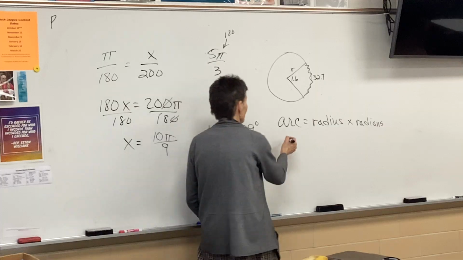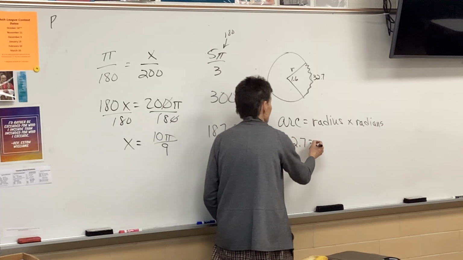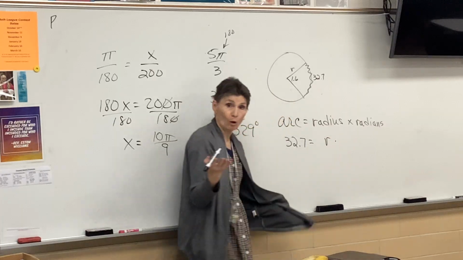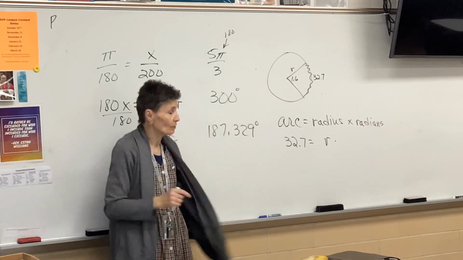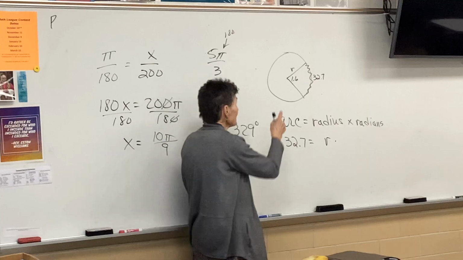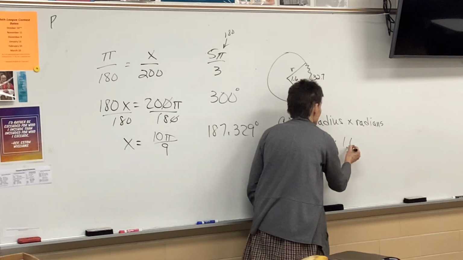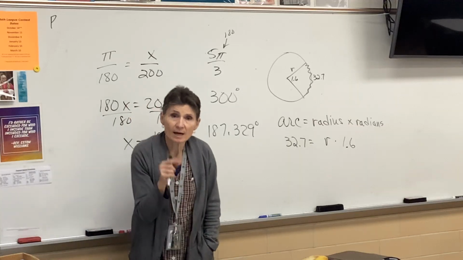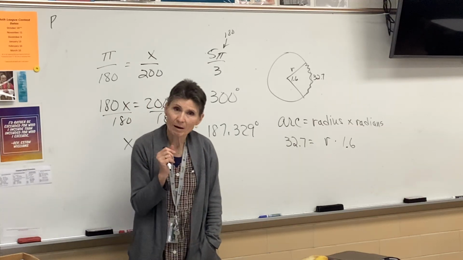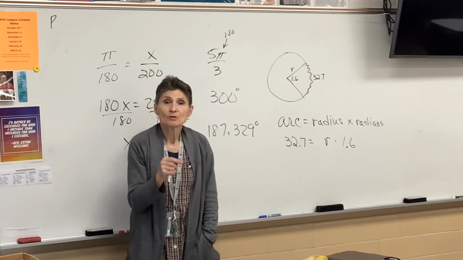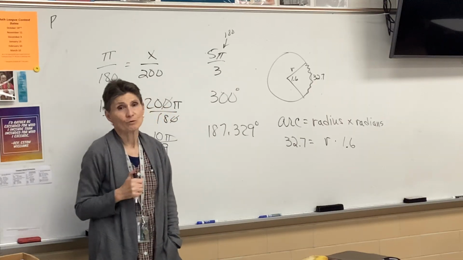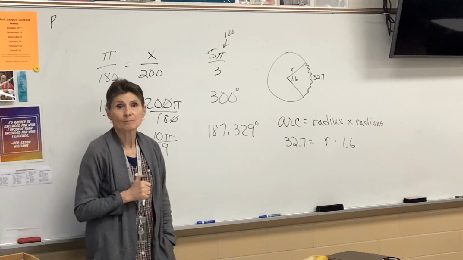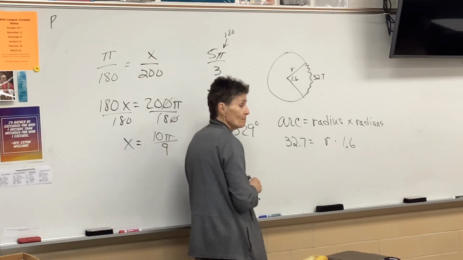If you can remember that, you'll get it right. So 32.7 is the arc length. The radius is, I don't know, that's my X or my R, don't know it. And my radian measure is 1.6. Mrs. Ford, how do you know that's a radian measure? Because it doesn't have a degree mark. If it's a degree, it will have a degree mark. If it doesn't have a degree mark, then it's a radian. So that is a radian measure.